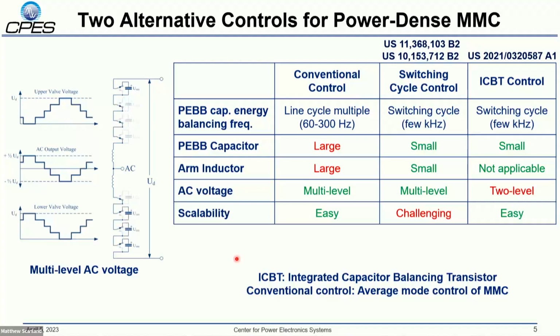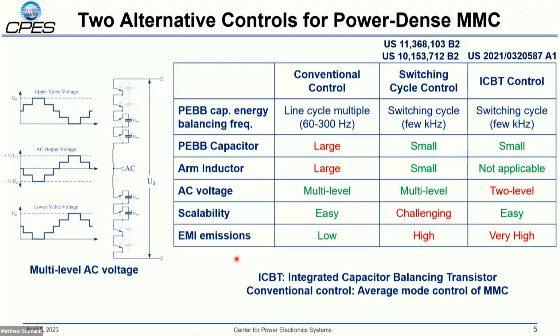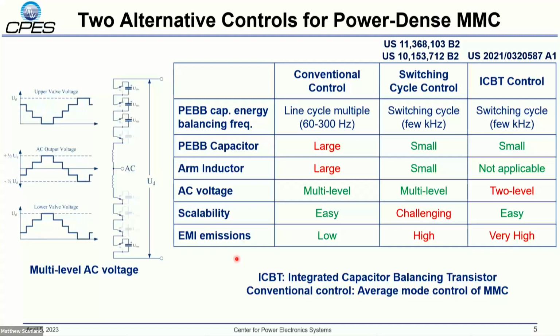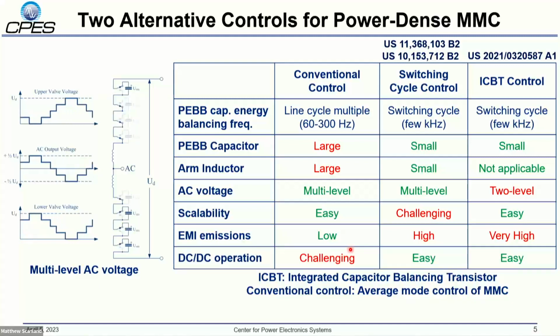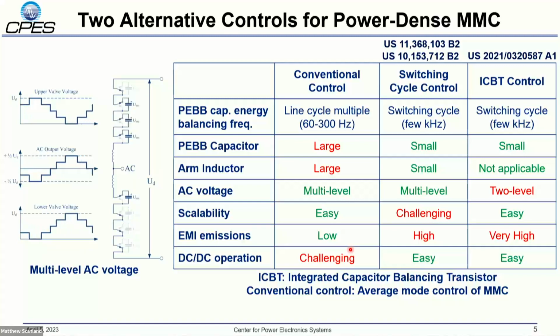In terms of scalability, SCC is quite challenging, and we'll resolve these challenges today, but it still remains a question. Both SCC and ICBT have fairly high EMI emissions, and that's something we are working on, but this presentation will not cover it. Moreover, and this is a very big advantage, since we have decoupled the line frequency operation from the MMC itself by balancing within a switching period, we are able to regulate DC-DC operation, MVDC, multi-terminal DC, using SCC and ICBT, whereas for conventional control, it's a fairly difficult job.